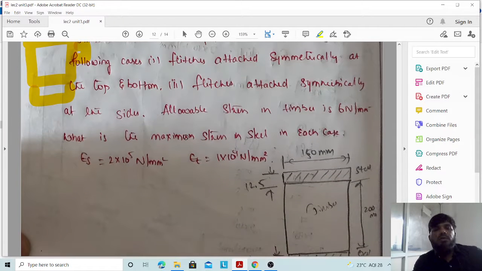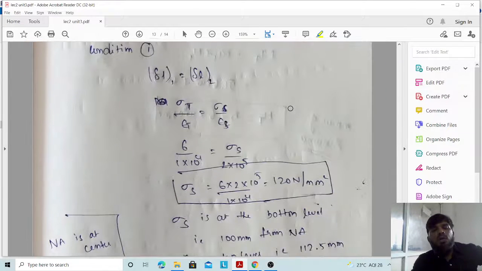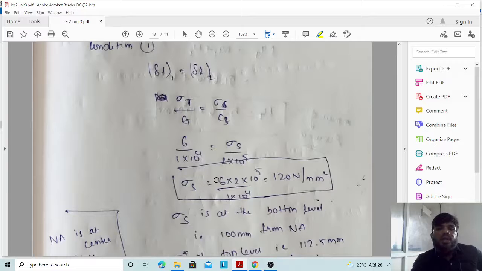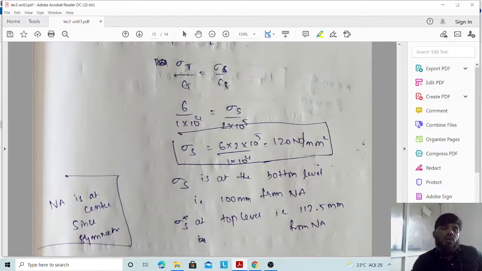See here in the question, the allowable stress in timber is given, so I have to use the sigma T value, which is known. The sigma S value we can identify, which we are going to get as around 120 Newton per mm square. Now we have to identify the neutral axis is at the center, since they have clearly mentioned that the section is symmetric. When it is symmetric, obviously it will be equally distributed, and the CG will be exactly at half of the element. So sigma S is at the bottom level, that is 100 mm from the neutral axis.